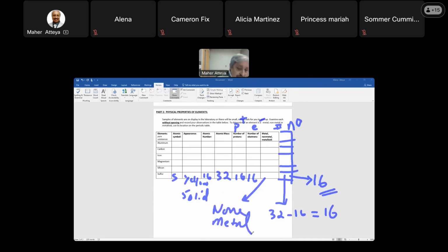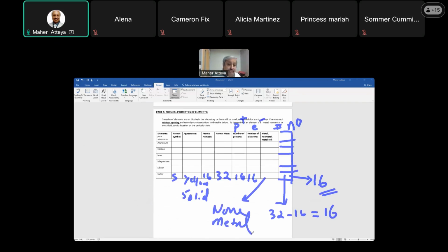You look at the whole thing here, the appearance is yellow solid, okay? Yellow solid. And then you take the rest of all this one here, aluminum shots. So aluminum has its own appearance. You go to the periodic table, get the atomic symbol, the atomic number or number of protons, atomic mass, number of electrons, number of neutrons. Correct? And then you determine whether it is a metalloid, non-metal, or metal.